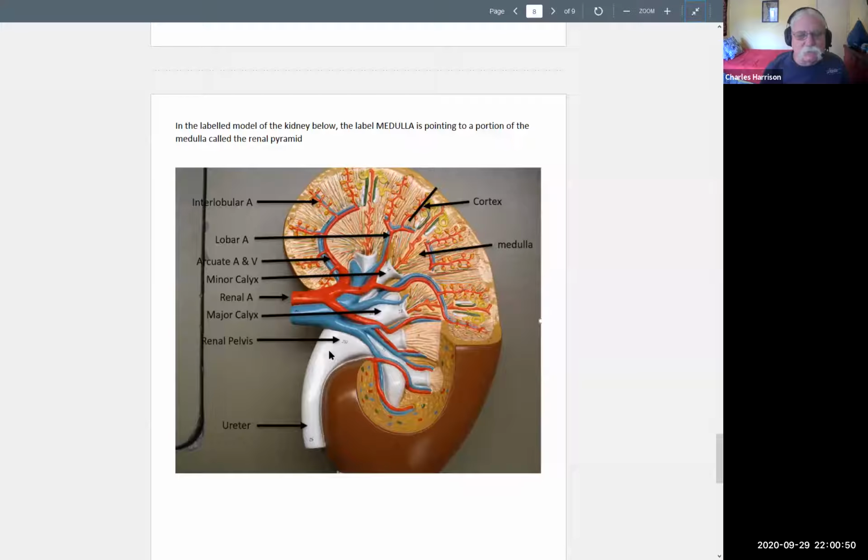Ureter, renal pelvis, major calyx, minor calyx, the renal artery. This is a lobar artery. This is an arcuate artery and vein. This is the medulla in here. The cortex is out here. Here's, coming off the arcuate, the interlobular artery. Each one of these little knobs is to represent a Bowman's capsule.